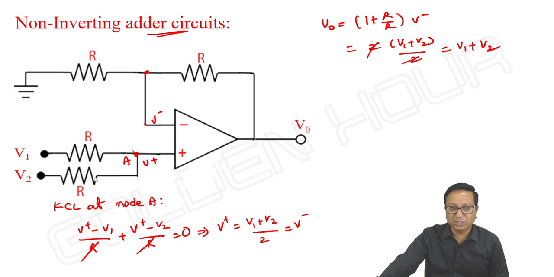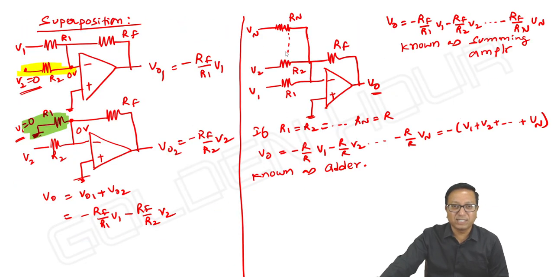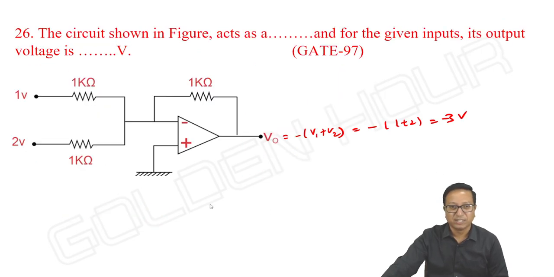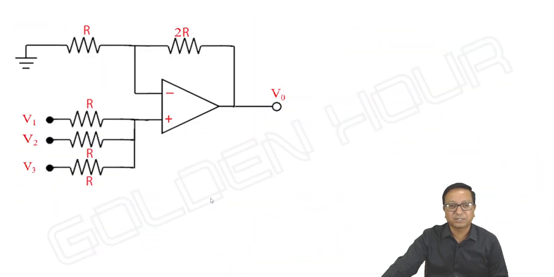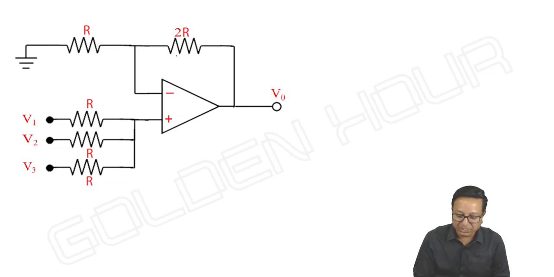For 3 inputs, 4 inputs, do we follow the similar way? No, absolutely not. That is true only for the inverting configuration. For the inverting configuration, if all the resistors are equal, then the output is equal to minus of (V1 + V2 + and so on). But for the non-inverting configuration with 3 inputs, it is not R, it should be 2R.